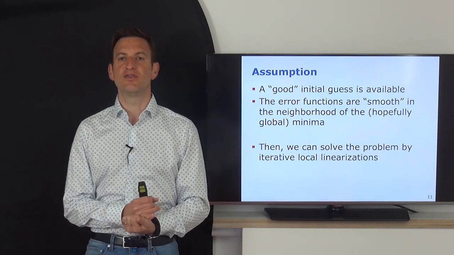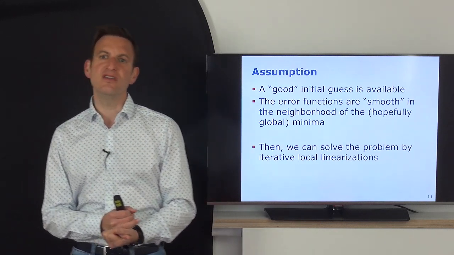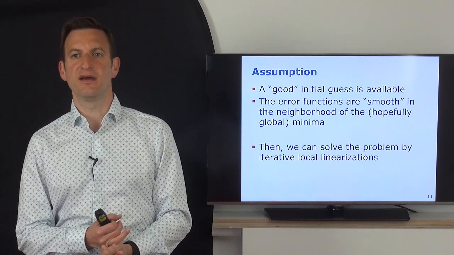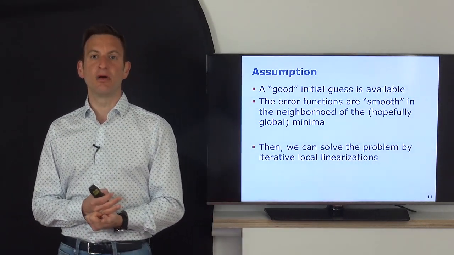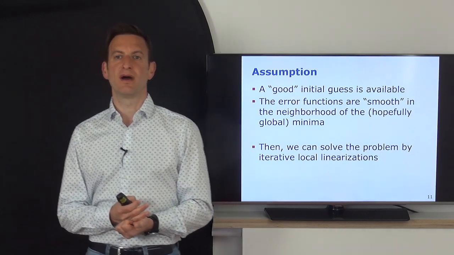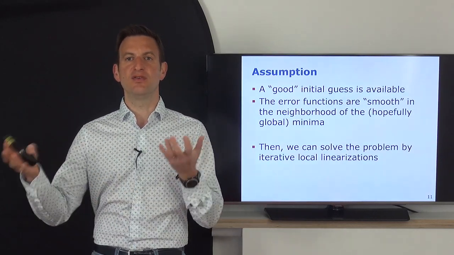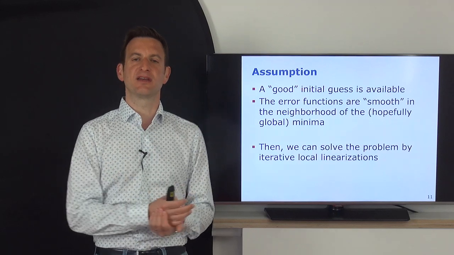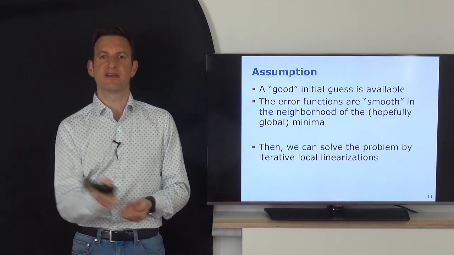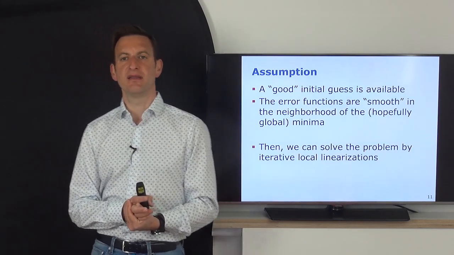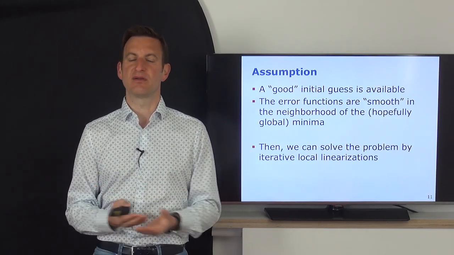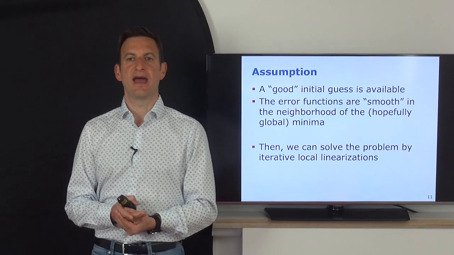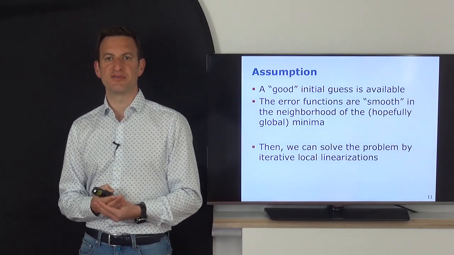And we also assume that our error function is reasonably smooth in the local neighborhood of the actual, hopefully global, minimum, where our initial guess is close. So we assume to be close enough that, through an iterative error minimization, we can end up in the minimum error configuration. Again, in general there's no guarantee that we actually find the global optimum.